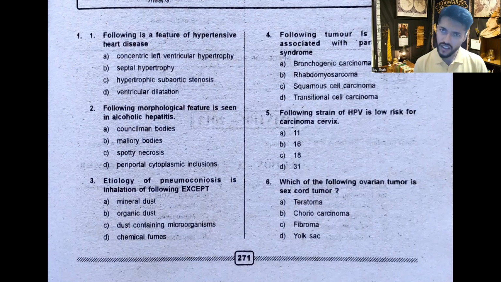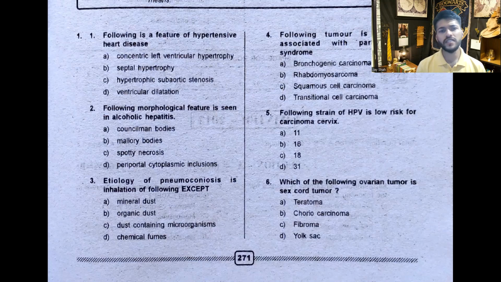Any dust is there. So, but dust containing, so option between option C and D, I'm not very sure, but mineral dust, yes. Silicosis, asbestosis. Organic dust, yes. Byssinosis, bagassosis. I'm not very sure about C and D. They have given the answer as D, but just check it once.